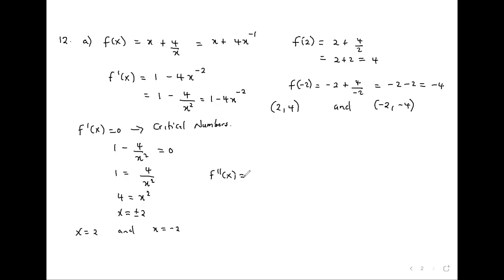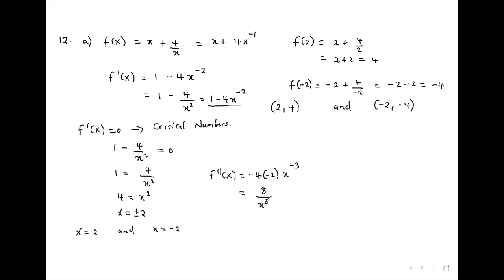We're going to differentiate the first derivative. The derivative of 1 is 0, and of negative 4x to the power negative 2 is negative 4 times negative 2x to the power negative 3, so that we get 8 over x to the power 3.